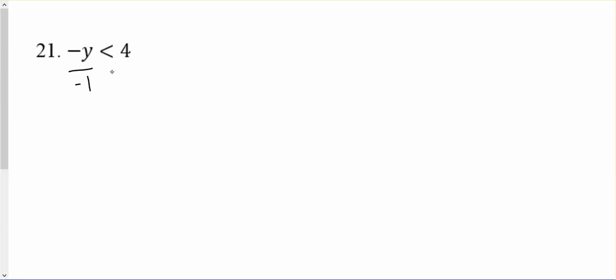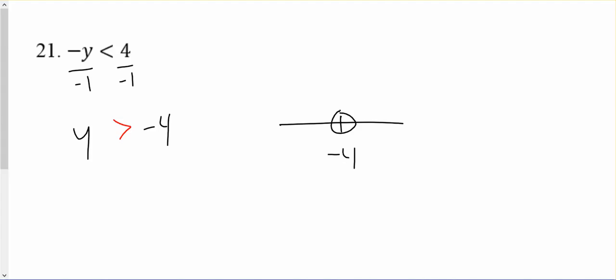21, divide by negative 1. When we divide by a negative, we need to remember to reverse our inequality symbol. Y is greater than negative 4. Or all real numbers greater than negative 4. This doesn't have the equal symbol, so it's an open circle. Greater than goes to the right.